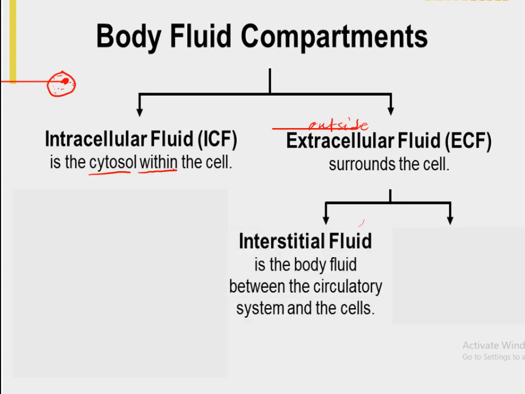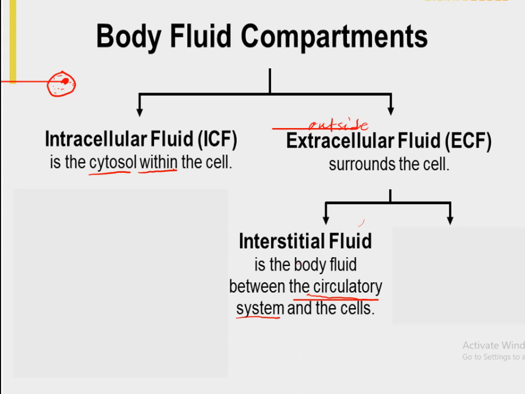The first group is the interstitial fluid. The interstitial fluid is the body fluid between the circulating system and the cell. So what is this circulating system? When you talk of the circulating system, we are simply talking about the blood.